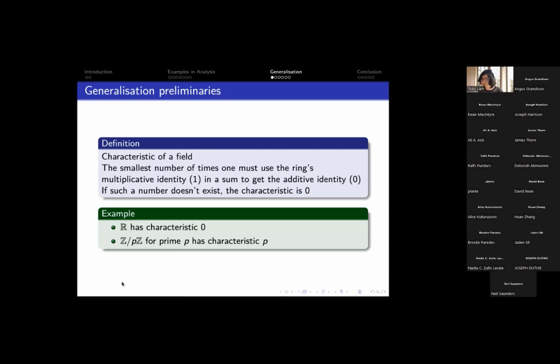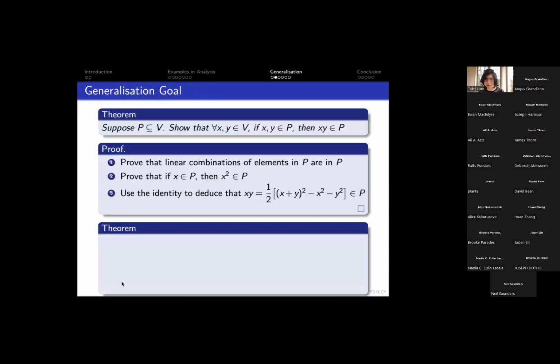So now let's go through the process of generalizing this. Again, we have this theorem, we have this proof, and we want to combine these two into some sort of statement. The first thing we notice is that we have this idea of linear combinations, and this makes you think about vector spaces. In particular, step 1 is basically saying that you want to show that P is a vector subspace of V. So the first thing you could write down is: let V be a vector space, let P be a subspace.